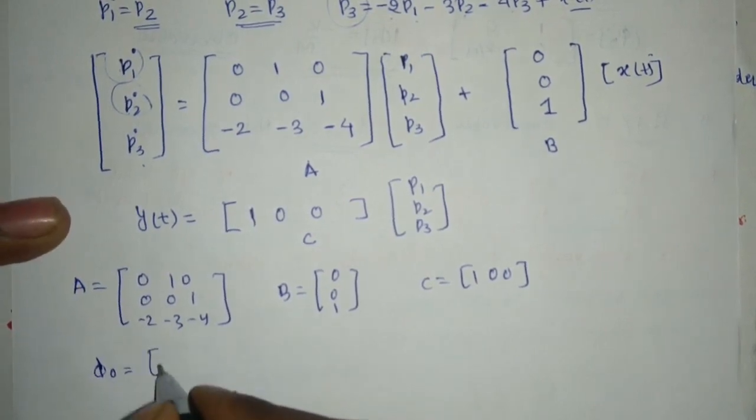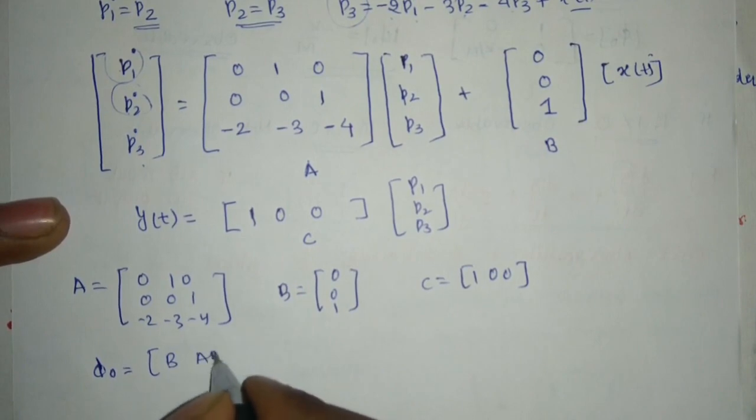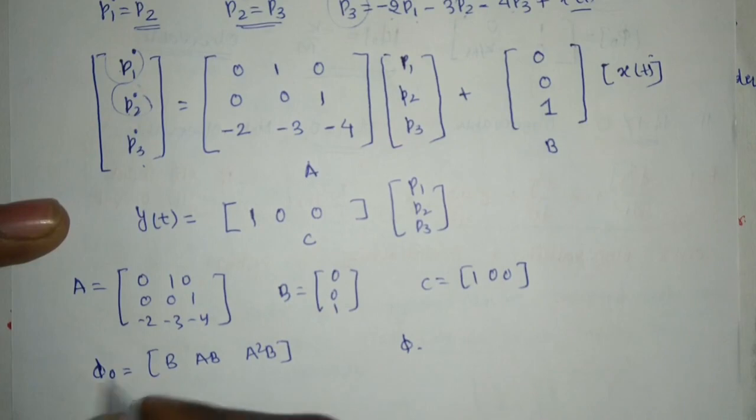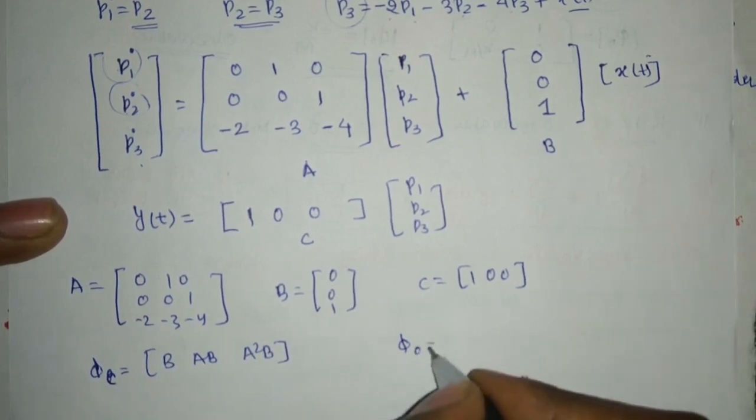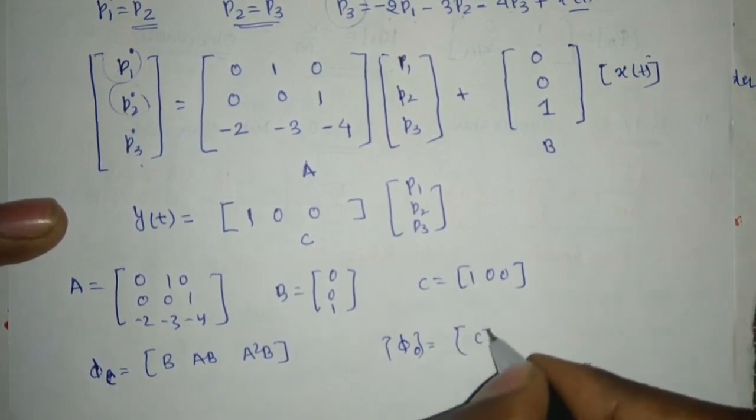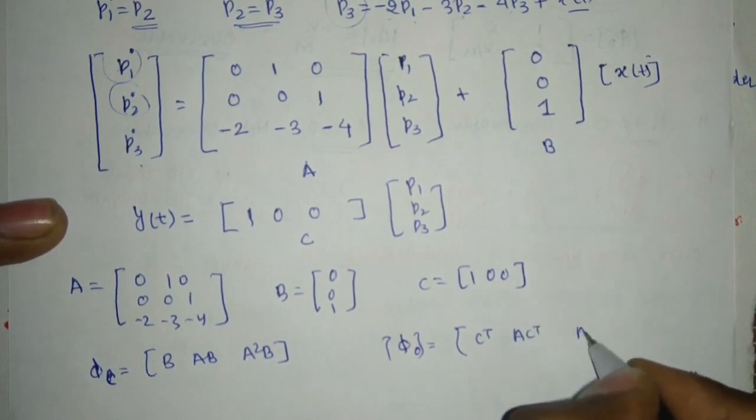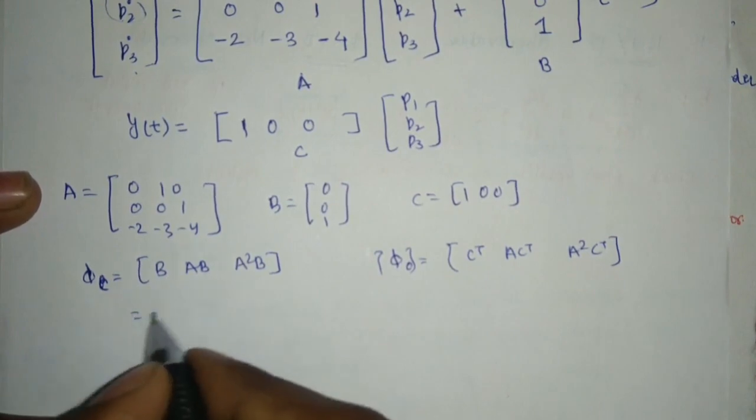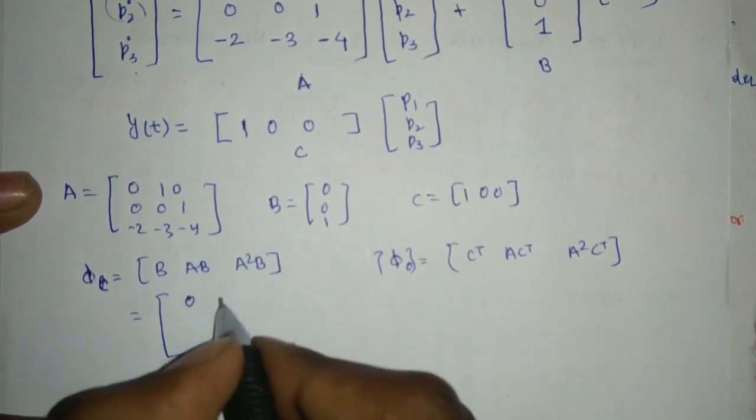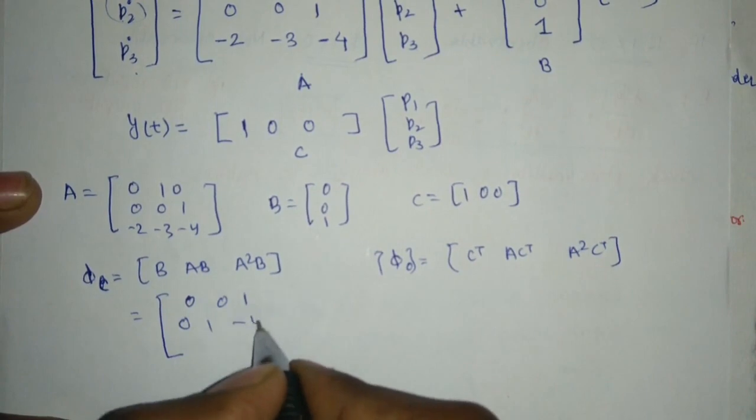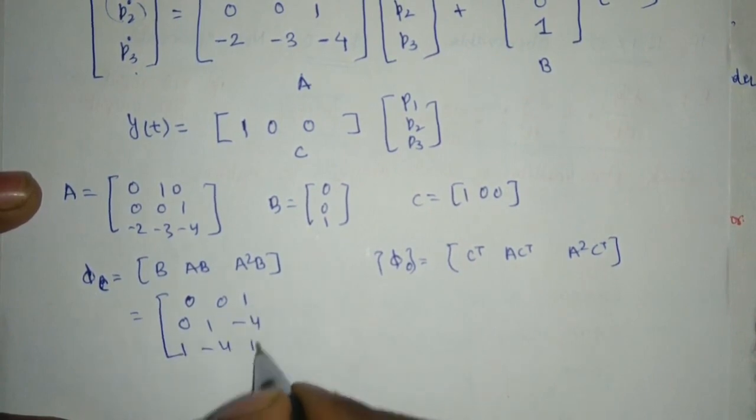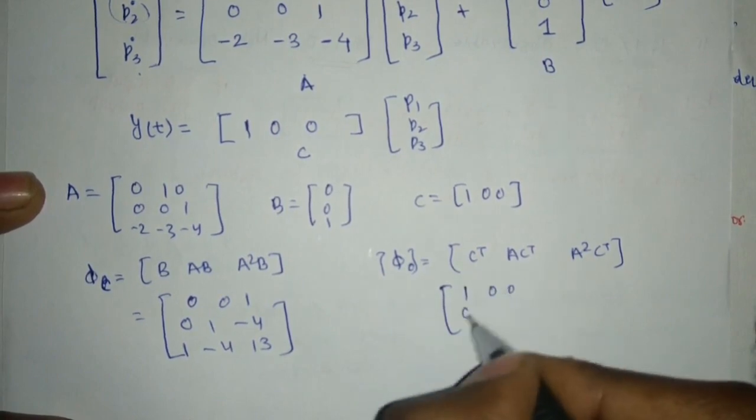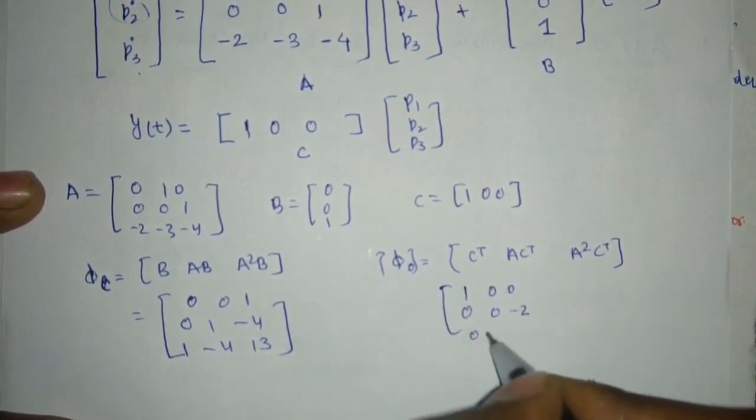So the controllability matrix will be B, AB, A square B. And observability will come in terms of C transpose, A times C transpose and A square C transpose. If I solve these equations, because this is a third order system, I am not going to get into the details, otherwise the calculations will become very lengthy. You can check it if you want. This will be 1, 0, 0, 0, 0, minus 2, 0, minus 2 and 8.